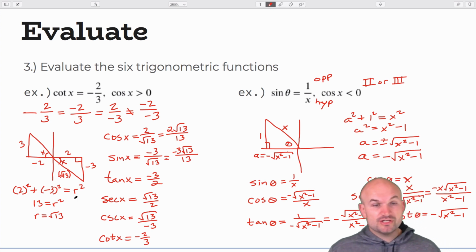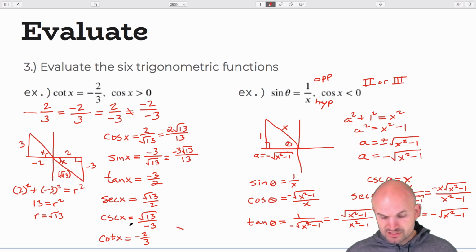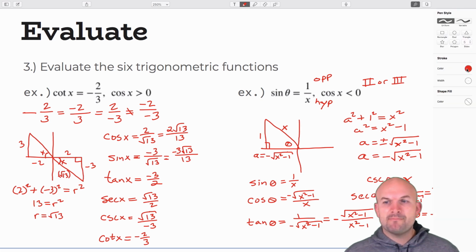Then we have to look at the restriction. The restriction says cosine of x is greater than 0. Remember, cosine of x represents the x coordinate, right? So what is the only triangle where the x coordinate is positive? Well, obviously, you can see here the x coordinate is positive. So therefore, we're going to use that bottom angle.